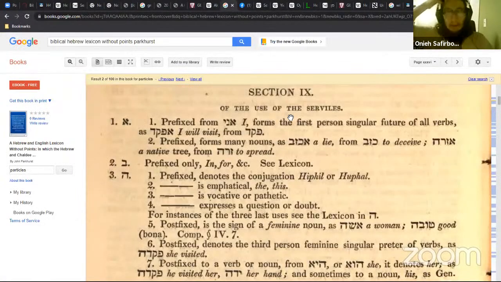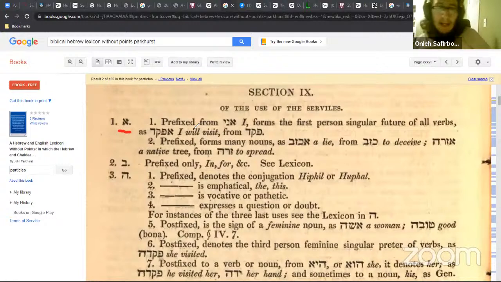Here we are. When aleph is added at the beginning of a word, it can form the first person singular future of all verbs. So it's a verbal conjugation. It means I will, essentially. So aleph at the beginning of a verb makes it into an imperfect verb, and it makes it an I.